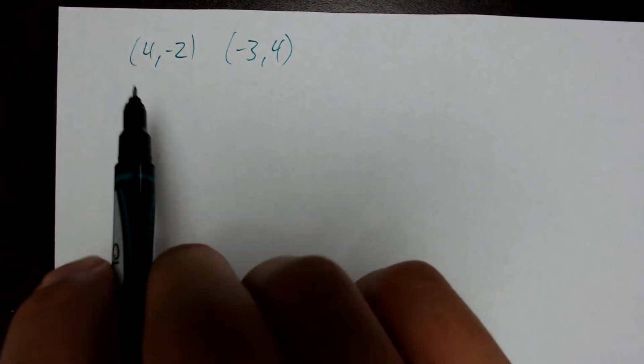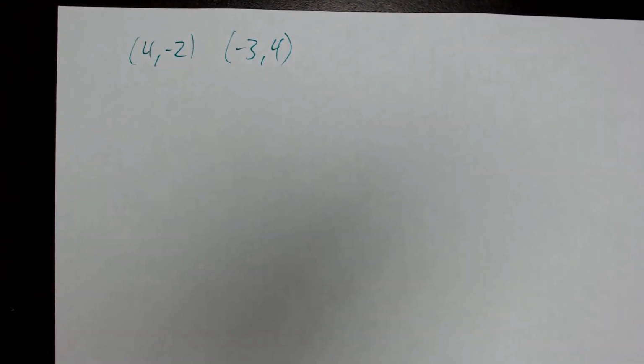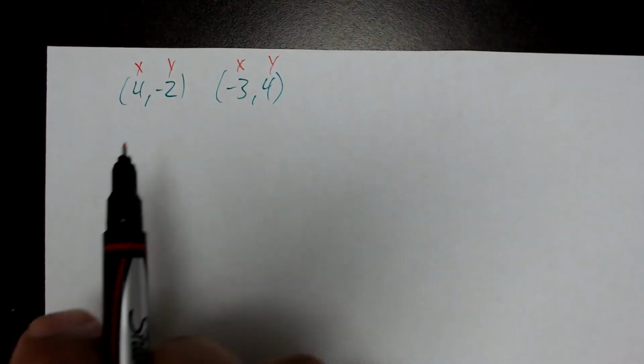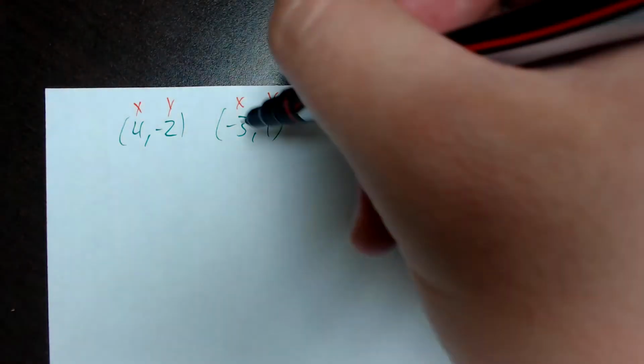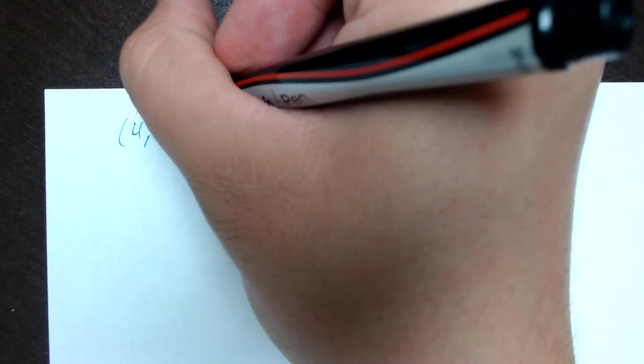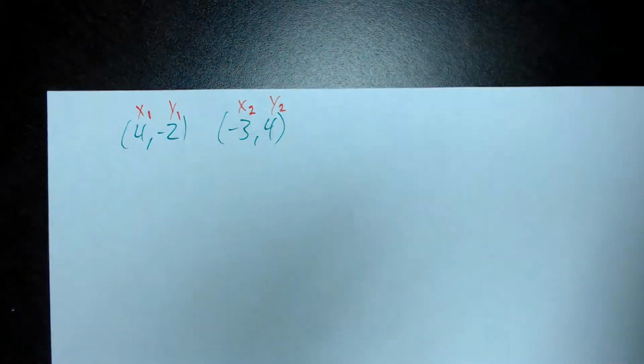So if we have 2 points of the line, we need to identify the pieces of these points. We know that this first piece is an x value, and this is an x value, and this is a y value, and this is a y value. However, we can't call them both just x and y because that gets confusing. So this one we'll call x sub 1, this will be x sub 2, this will be y sub 1, and this will be y sub 2.